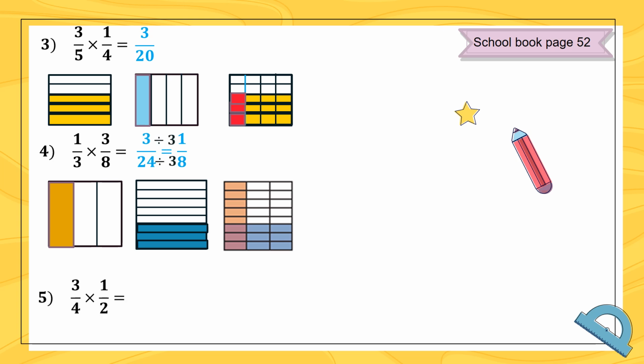Number 5, by the same way, I will draw a model for the first fraction and another model for the second fraction. Then I will put the two models above each other like this and count the common parts between the two models. We get 3 over 8.